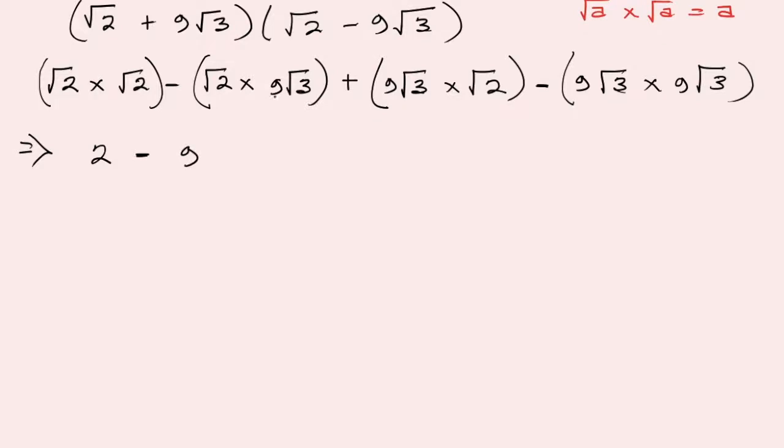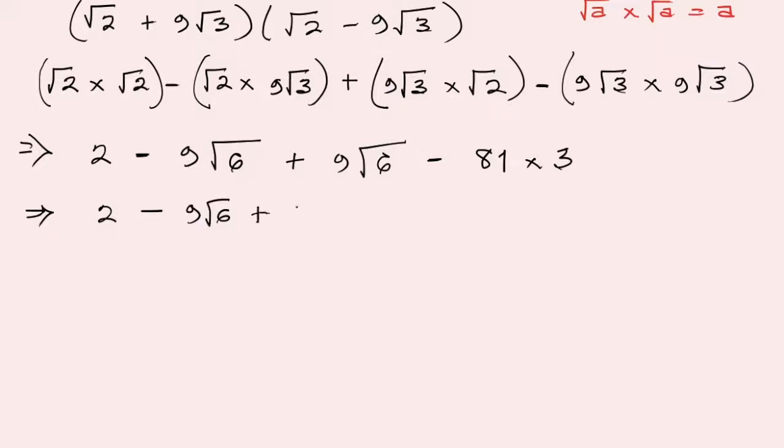Minus root 2 multiplied by 9 root 3 becomes 9, which is the numbers outside, which is 9 multiplied by 1 here. And then the numbers under the radical, 2 multiplied by 3 becomes 6. And this 9 root 3 multiplied by root 2 as well is 9 root 6. Minus 9 times 9 is 81. And root 3 multiplied by root 3 is 3. So finally we have 2 minus 9 root 6 plus 9 root 6 minus 243.